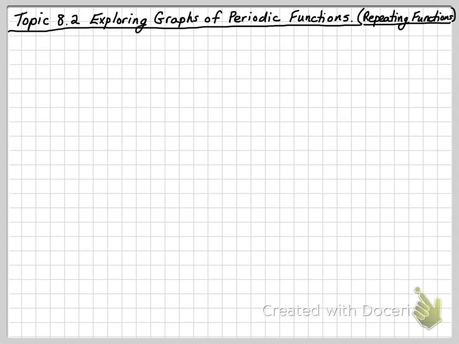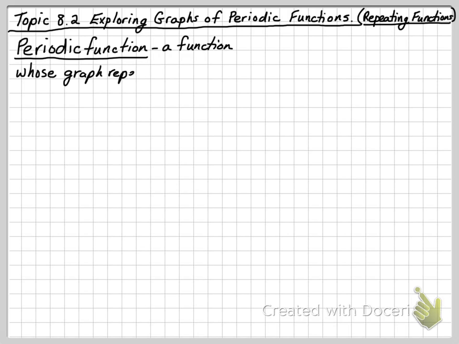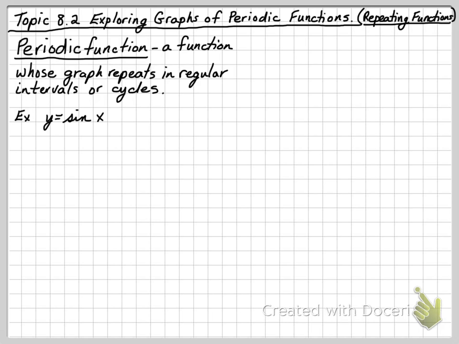Today, 30-2, we're taking topic 8.2, exploring graphs of periodic functions, which are repeating functions. A periodic function is a function whose graph repeats in regular intervals or cycles. For example, we can look at the graph of y is equal to the sine of x. If we graph this, you will notice that it oscillates. It goes up and down forever in both directions.